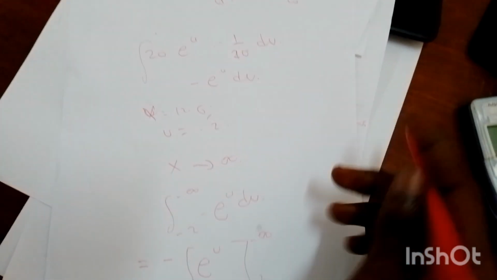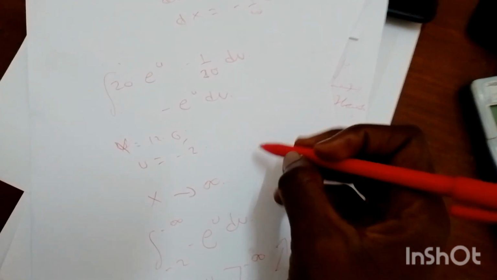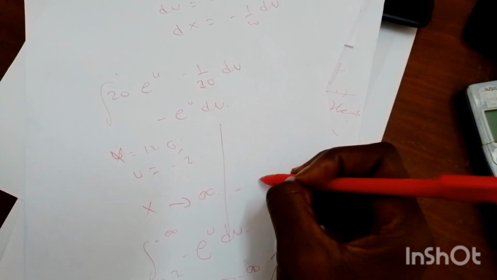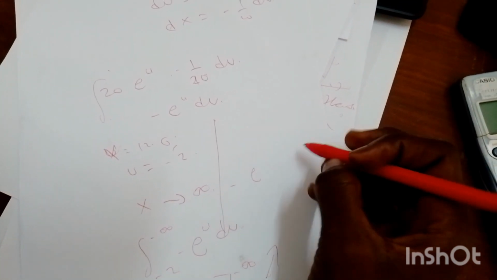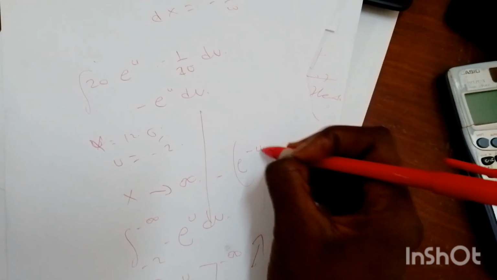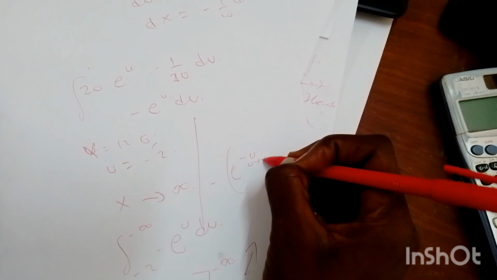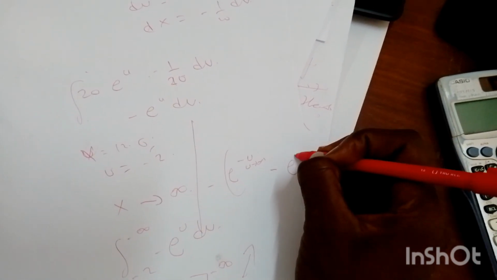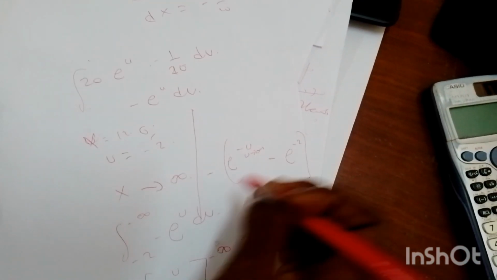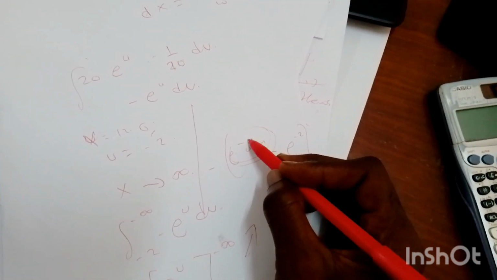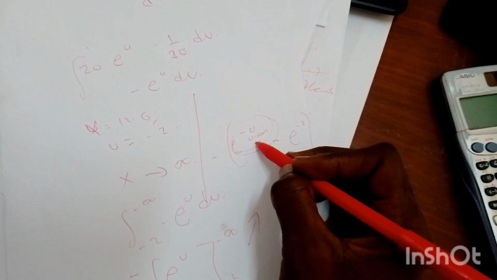Okay, and then this would give you, sorry, from here, this would give you your negative e power negative u, where u approaches infinity. It's not allowed to write that, but let's say so. And then minus e power negative 2. Now this one, e power negative u as u approaches infinity, is basically 0.